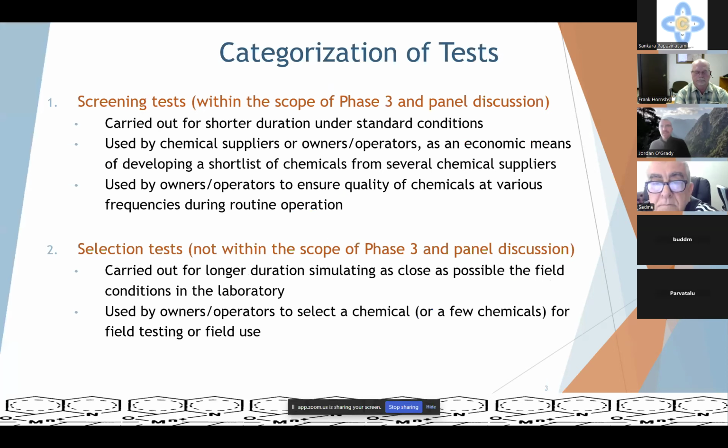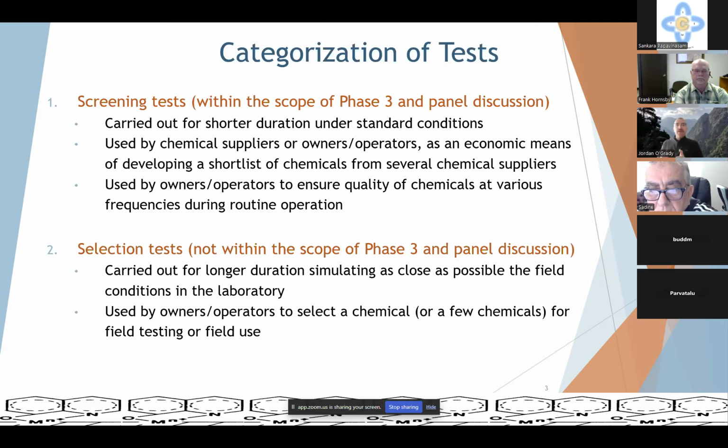Just to step back a little bit, there are two buckets where these tests fit: screening tests and selection tests. Screening tests are typically run under standard conditions, not necessarily asset-specific conditions, and for a shorter duration. They're typically used by chemical suppliers or owner-operators to develop operating envelopes, where they might look at a couple of different products and a couple of different concentrations and try to narrow their product selection and application.